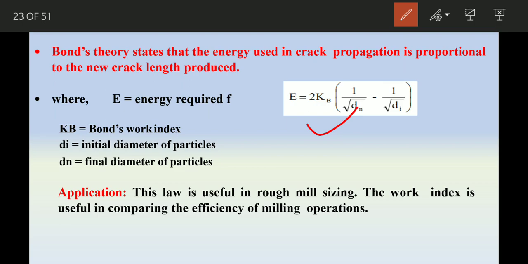So where can we use Bond's theory? It is useful in rough mill sizing, and the work index is useful in comparing the efficacy of the milling operation. How efficacious the milling operation is, we check using Bond's theory.